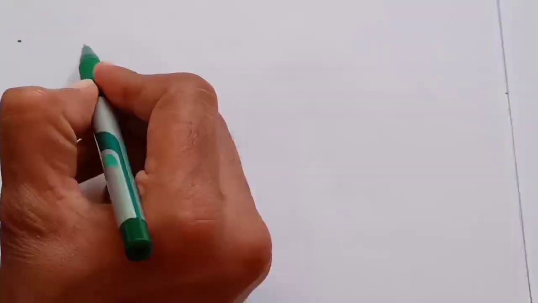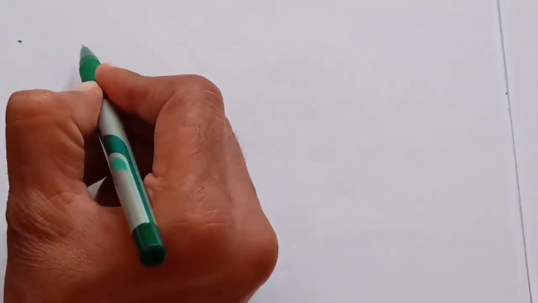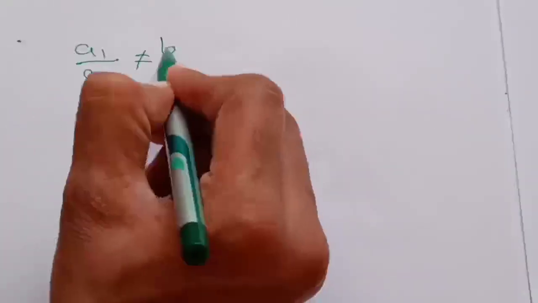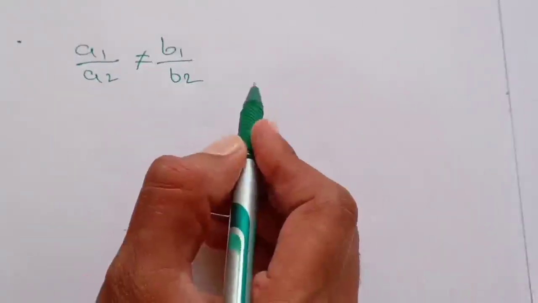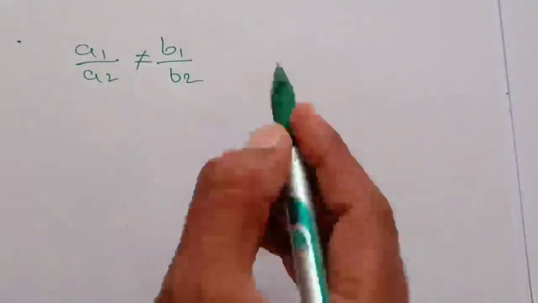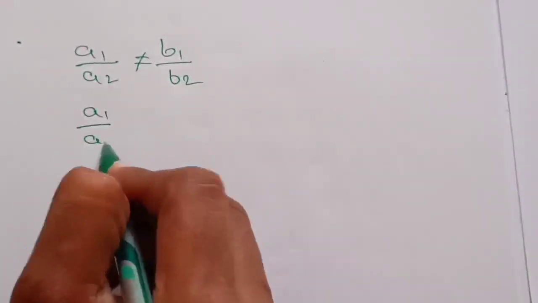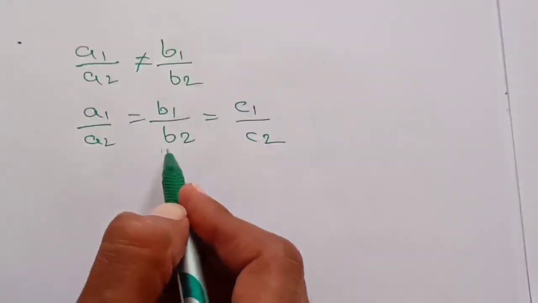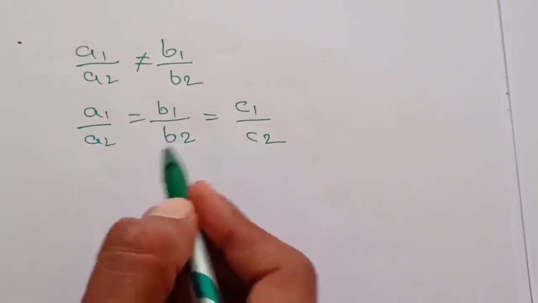Children, when a pair of equations is consistent, then the correct form will be A1 by A2 is not equals to B1 by B2. Also I will say in the graph it will be intersecting lines. I will not write, but I will say it will be intersecting lines. Now also A1 by A2 is equals to B1 by B2 is equals to C1 by C2 means it is also called a consistent pair of equations, but it is called coincident lines.